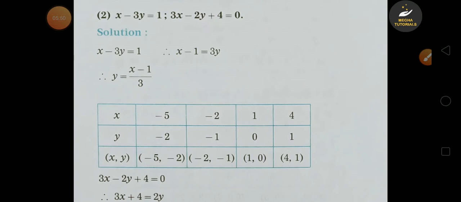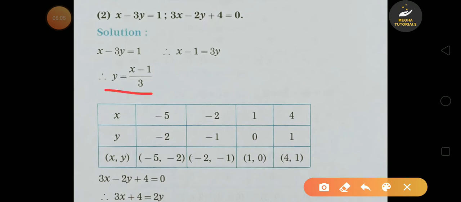Second question. First equation is x minus 3y is equal to 1 and 3x minus 2y plus 4 is equal to 0. Okay. So using first equation we can write, so y is equal to (x minus 1) upon 3.